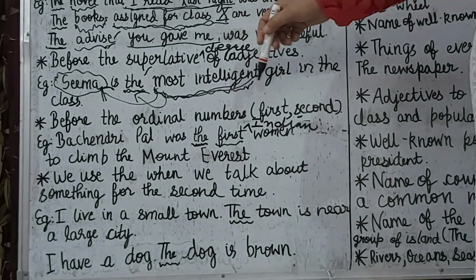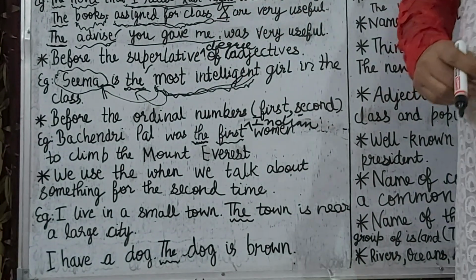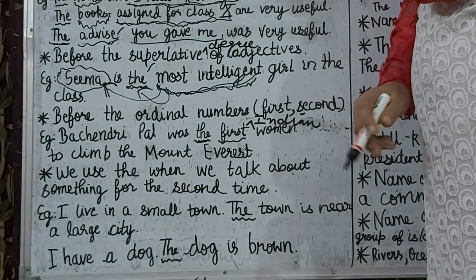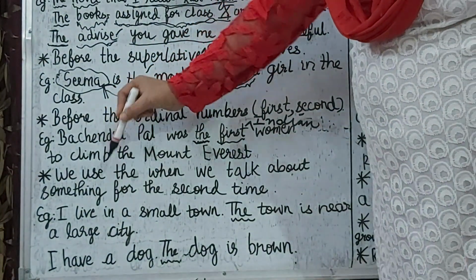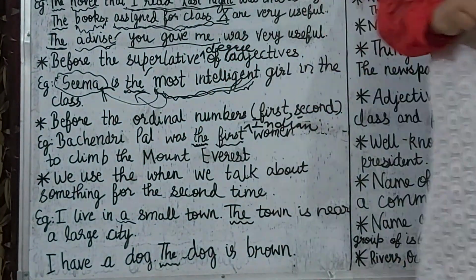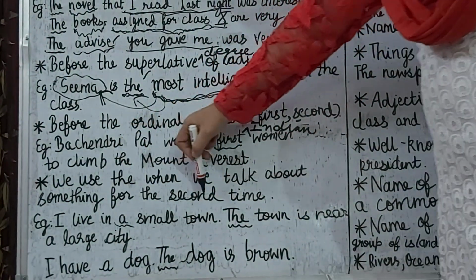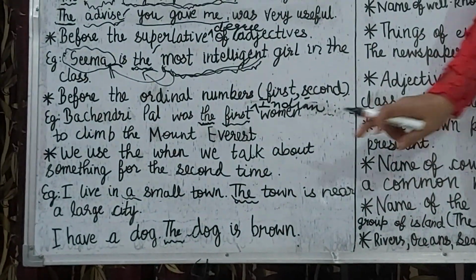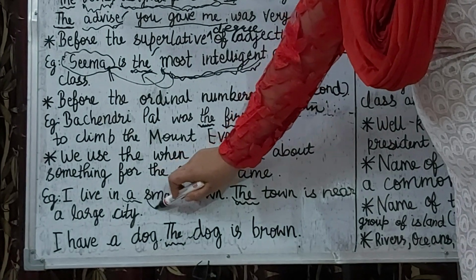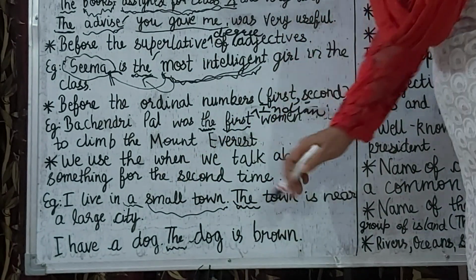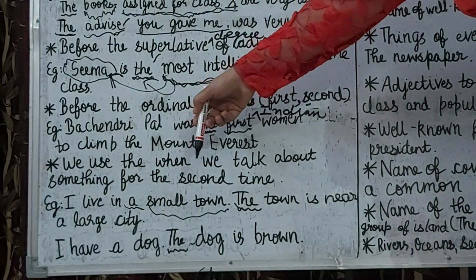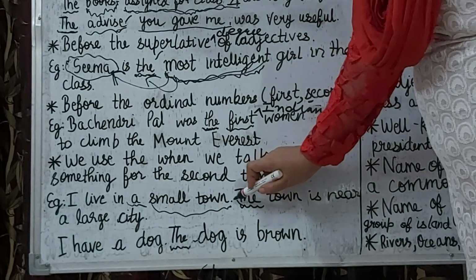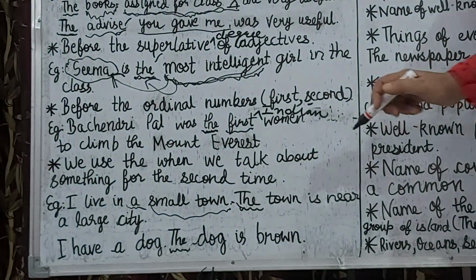Next is we use the when we talk about something for the second time. This is very important. Like if I write, I live in a small house, in a small town. I live in a small town, the town. Because why am I writing the here? Because now it has become specific. It has become clear which town I am talking about. In the first mention I will write I live in a small town. But for the second time when I write it, I will write the.